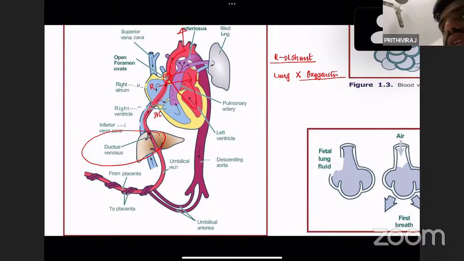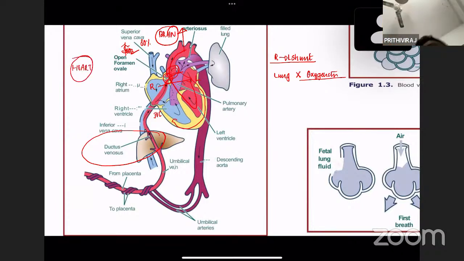brain. So first, your brain gets the oxygenated blood. About 80% of your SaO2, sorry, it is SaO2, the saturation I'm talking about, will reach your brain. And in the arch of aorta, the ascending aorta, there is some coronary circulation also. So in that way, it also reaches the heart. Heart and brain will receive the maximum amount of oxygen.